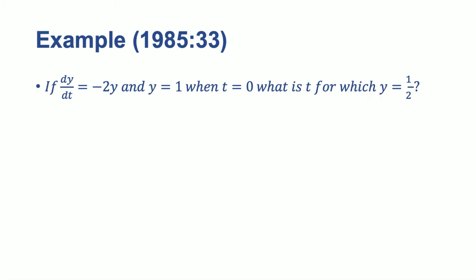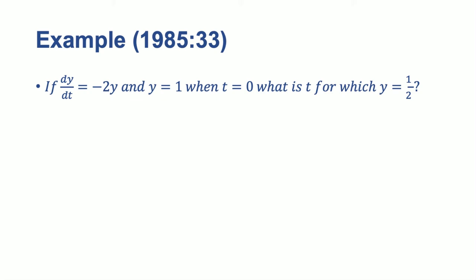All right, let's do some examples. So we're actually going to be taking some examples from some Calculus BC exams. This one is from 1985, question number 33. And this question asks, if dy dt equals negative 2y and y equals 1 when t equals 0, what is t for which y equals 1/2?